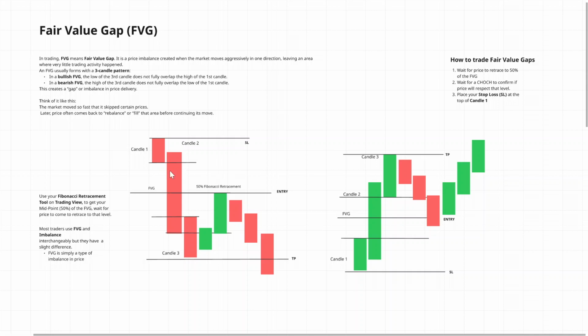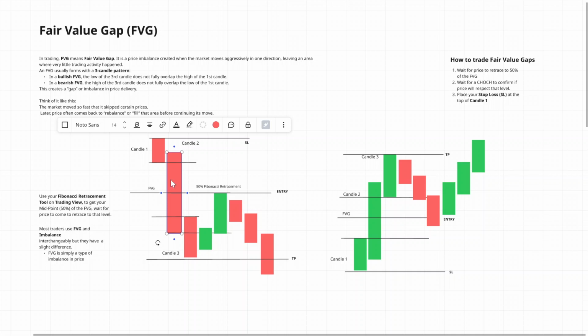Now, if you look at this example here, you can see the 3-candle formation: candle 1, candle 2, and candle 3, in the case of a bearish FVG. In the case of a bullish FVG, you can also see candle 1, candle 2, candle 3. Now you can see a huge move to the downside. Your candle 2 is usually the huge displacement candle, where aggressive buyers or sellers entered into the market and pushed the market in a particular direction aggressively.